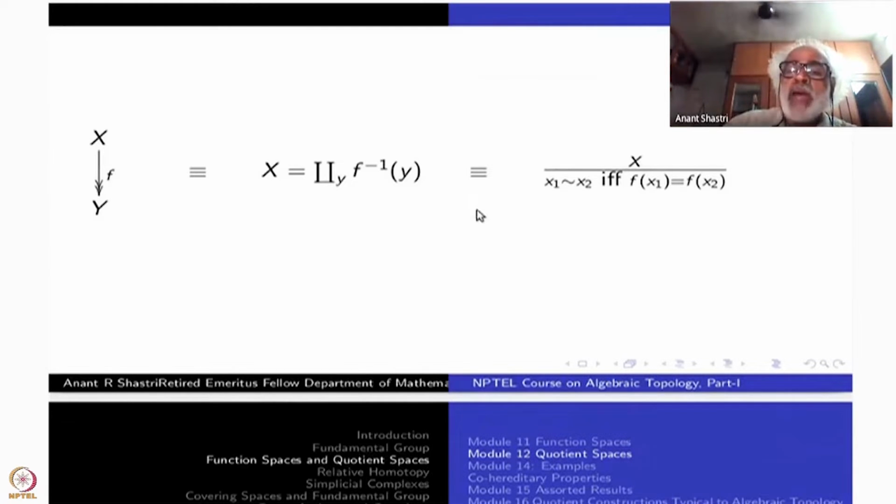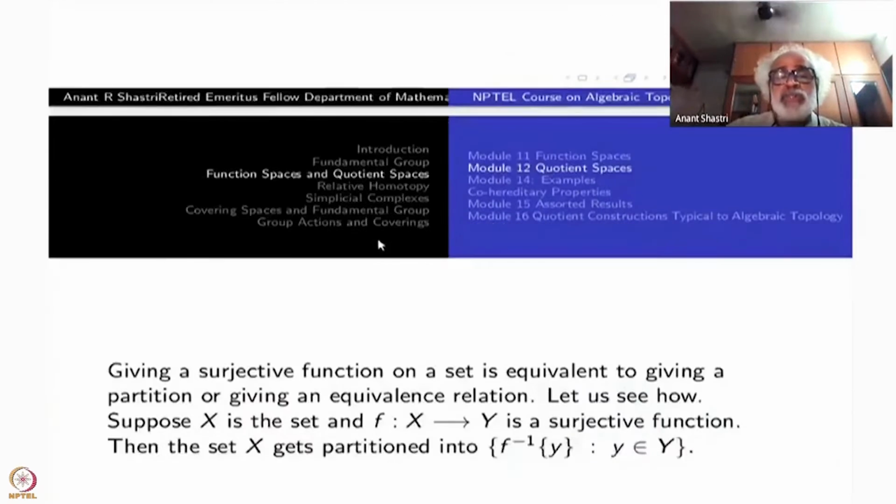Namely, suppose you have an equivalence relation and then you have defined F to be x going to the equivalence class of x. Then what will be the disjoint union here? There will be equivalence classes. And what is the equivalence relation induced by that? The same equivalence relation, because these equivalence classes correspond to this relation. So this is what I am saying.